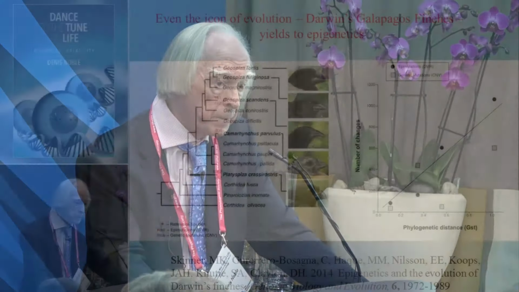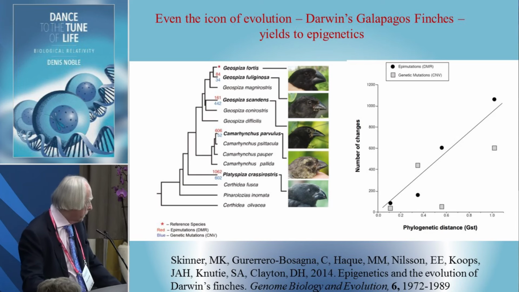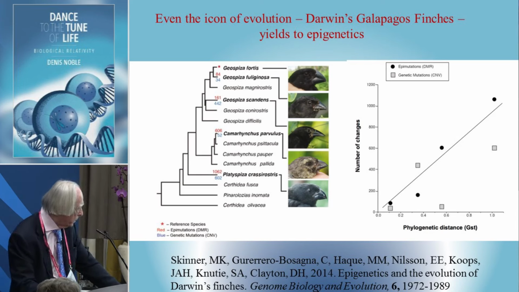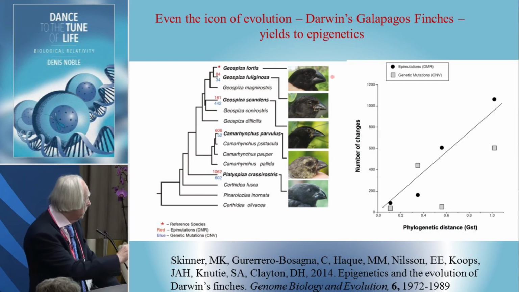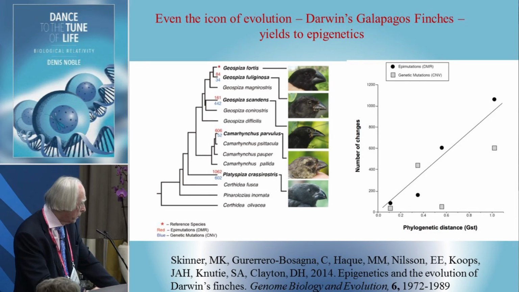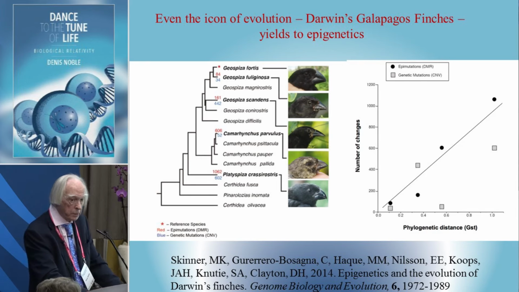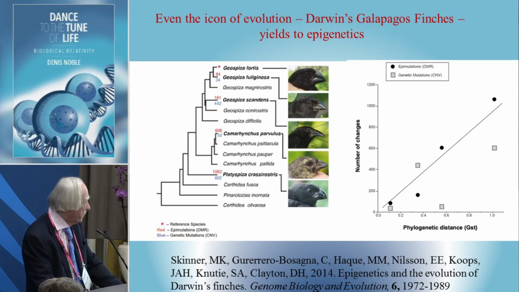And now I come to the icon of Darwinian evolution, the Galapagos finches. Skinner and his colleagues, Michael Skinner, in what I think is a landmark paper in 2014 in Genome Biology and Evolution, looked at five of the finch species with different phylogenetic distances, either very close or quite distant. So they were able to measure the total number of DNA changes in the genomes and the total number of epigenetic changes, and both occur.